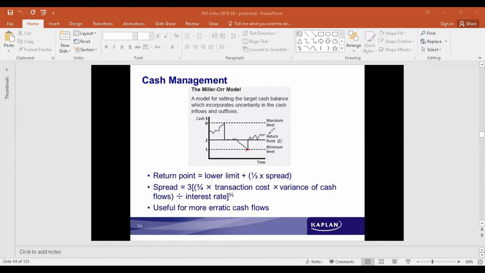Now this is quantified with the help of an equation. What is that equation? How do we arrive at what is the return point? Return point is the lower limit.